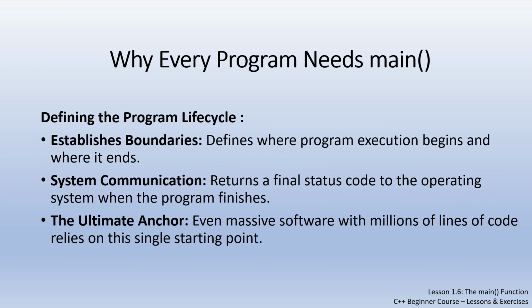You might wonder, why is this rule so strict? C++ requires main because it defines the boundaries of your program's lifecycle. It tells the system where execution begins, where it ends, and how the program reports its final status. Think about a massive video game or a complex web browser. They may contain thousands of files and millions of lines of code. But when the user clicks the application icon, the operating system simply loads the program and the C++ runtime takes over. The runtime then goes straight to the front door of the application, the main function. No matter how large the project becomes, everything ultimately starts from main.